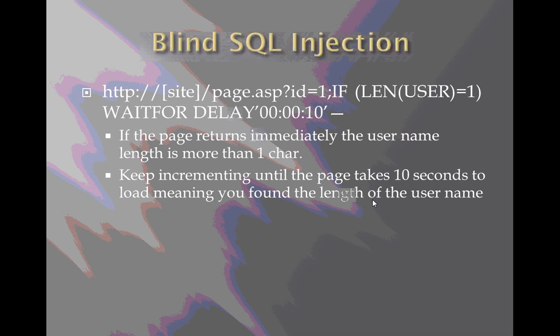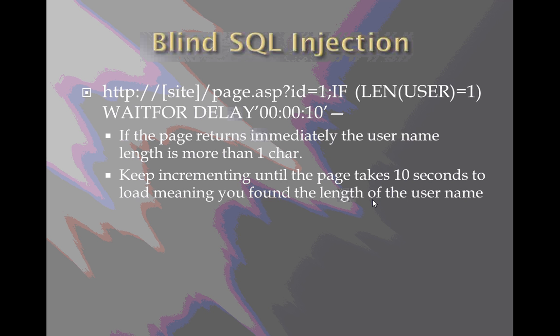So then we move on to blind SQL injection. This also looks very similar. You just do the ID equals 1, and then you want to use a wait for delay to tell whether or not it's working correctly. So in this case, we're looking for the length of the user to see if it's equal to 1. If it's not equal to 1, the page is going to come back immediately.